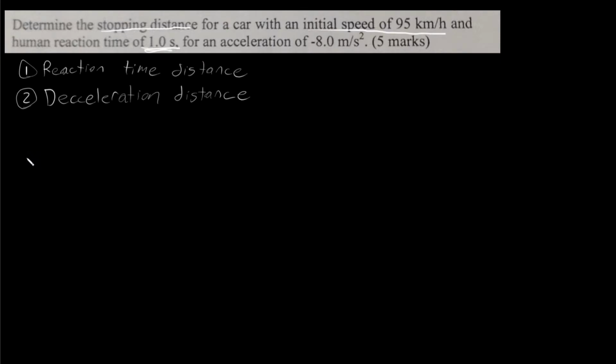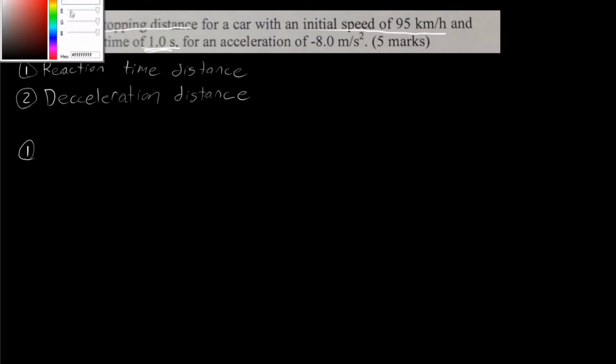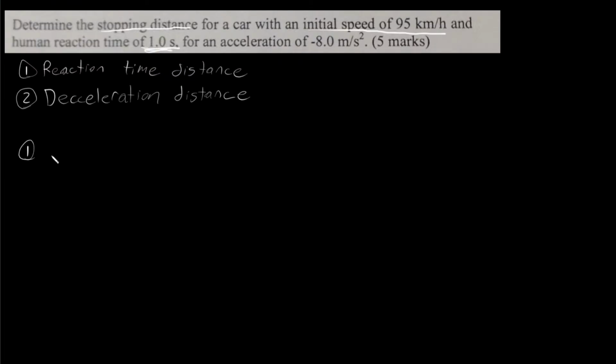So let's solve number one first. Let's take a look at what we have available. Here will be our variables. We'll have an initial velocity, we will have a final velocity, there will be some amount of time, there will be a value for acceleration, and there will be a distance value.